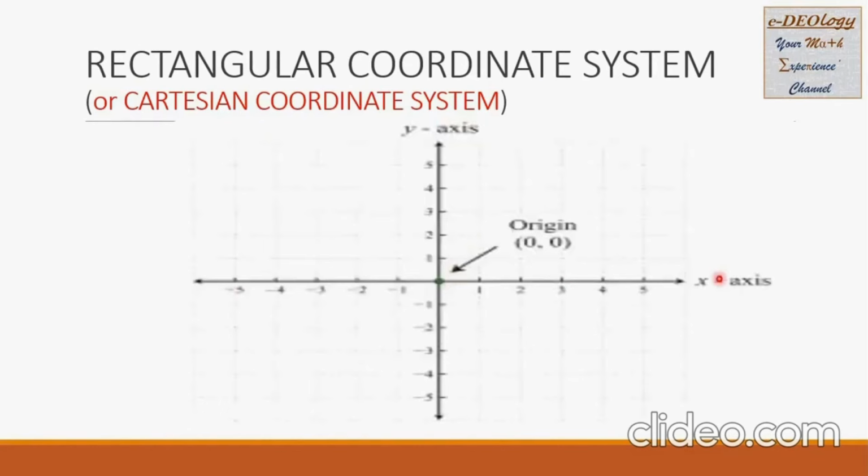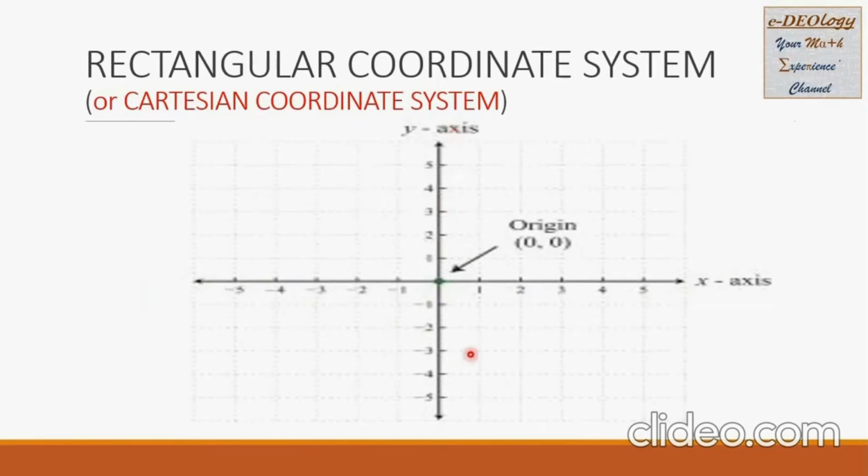If we look at our x-axis from the origin going to the right side, we will number this portion as positive numbers, starting from 1, 2, 3, 4, 5, and so on. Also, from the origin going to the left side of the x-axis, all numbers here are negative, starting from -1, -2, -3, -4, -5, and so on.